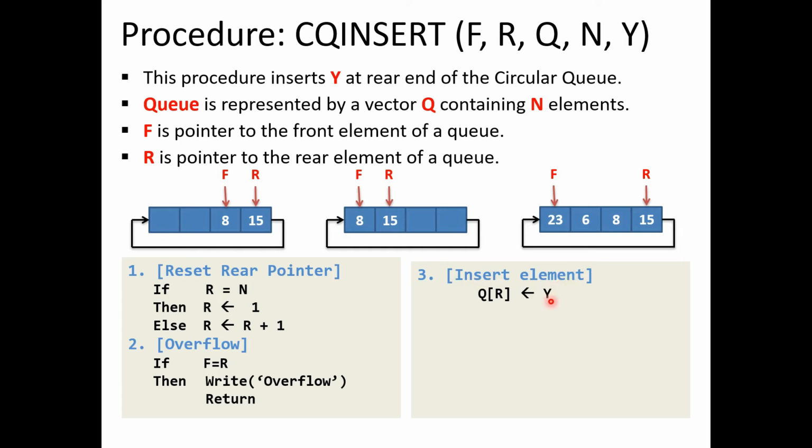Step number 3, insert element. We have to insert element y at the location Q of R. That means when our rear is pointed at that location, we have to insert element y. Now the next step is: is the front pointer properly set? If F is equal to 0, then we have to set F equal to 1. Initially our F is equal to 0, and if we insert any element, then our front is set to 1 and return. So this is the algorithm to insert an element in a circular queue.